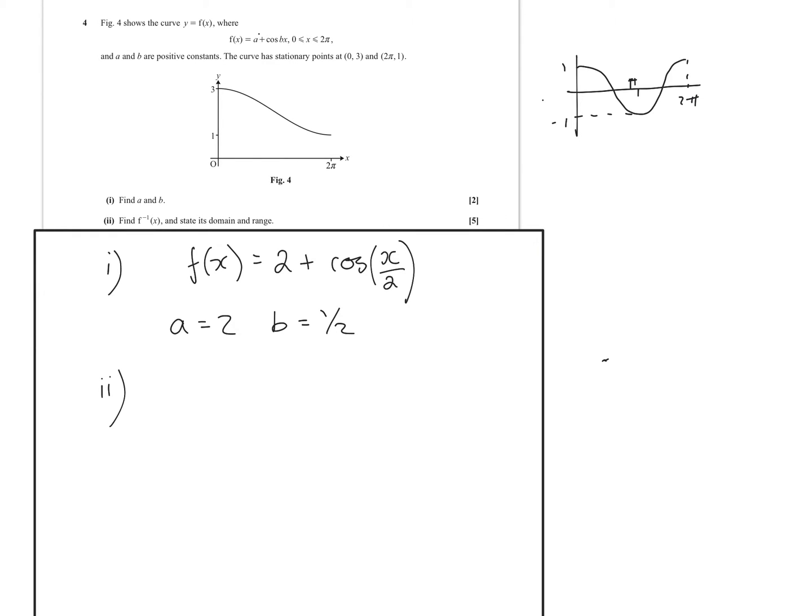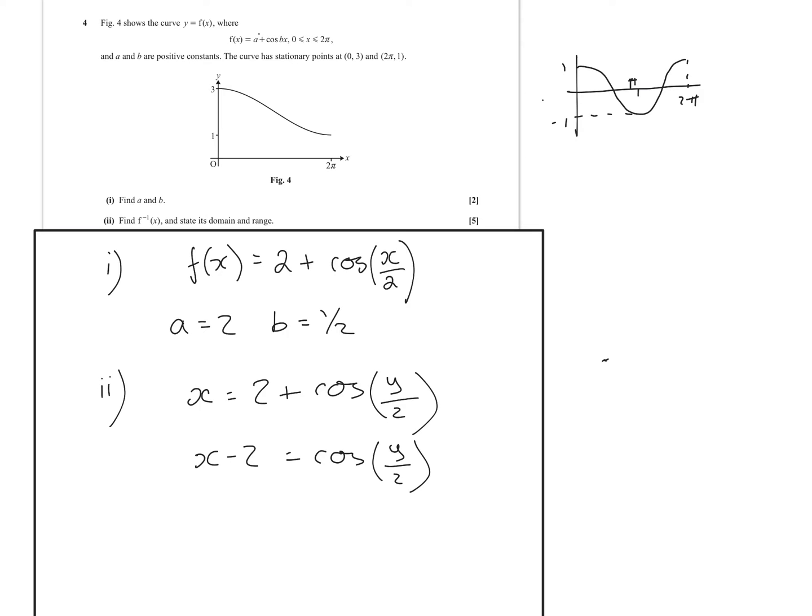Part two, find f to the minus 1 and state its domain and range. So f to the minus 1, I think we're all good with this concept, that you switch it around so that you say x equals 2 plus cos y over 2. And then we undo it. First bit was fine. x minus 2 equals cos y by 2. By the way, if you got the first bit wrong, you got some method marks coming in here.